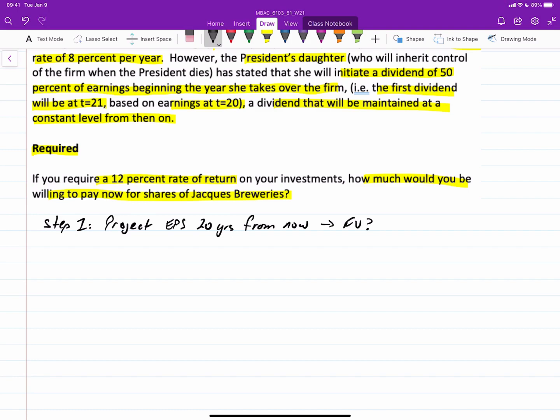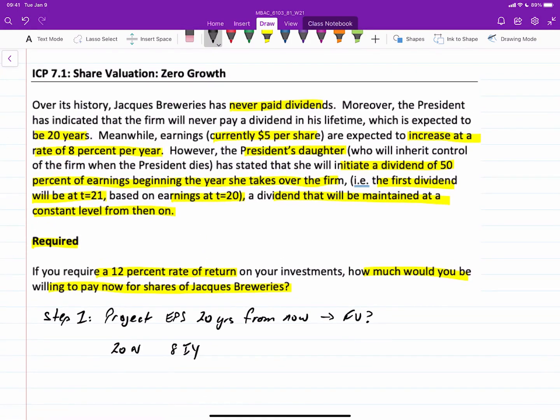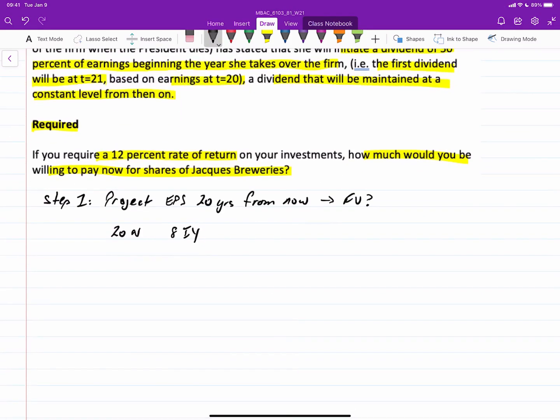So what we have using our calculator is 20N. We have 8IY because if we go back to the question here, the earnings per share is expected to grow at a rate of 8% per year. So that's 8IY. The present value of the current earnings per share is 5. And we're going to put zero payment because remember, this is not a regular payment stream. And so what we want to do basically is compute the future value using our calculator to be $23.30.